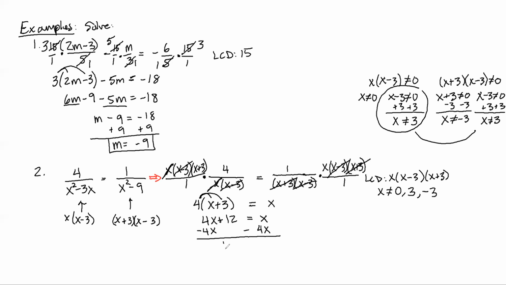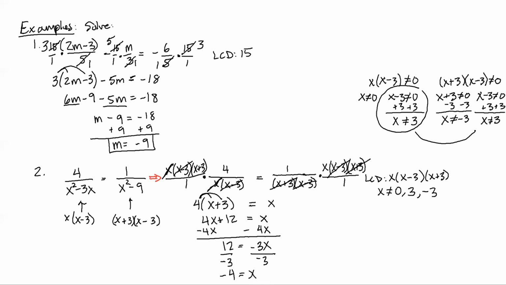And we get 12 equals negative 3x. Divide both sides by negative 3. And we get x equals negative 4.